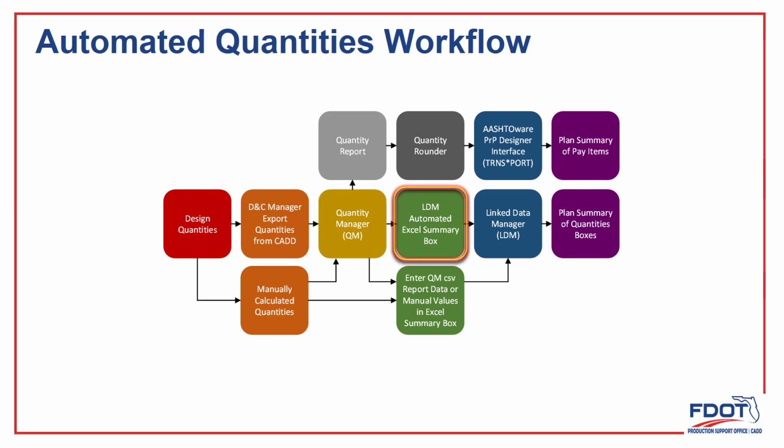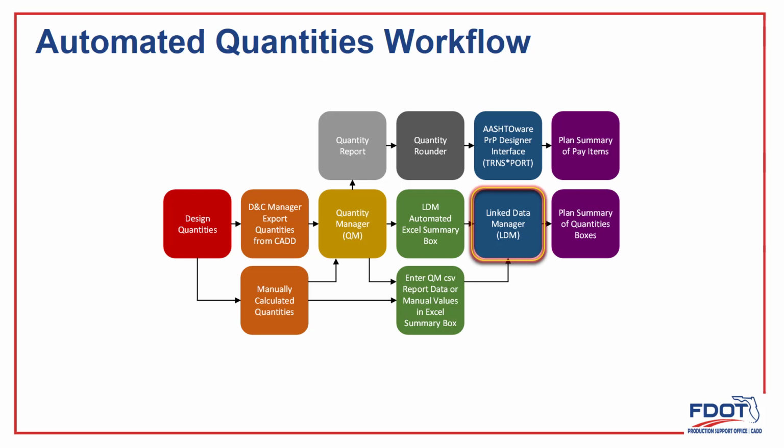FDOT provides the Linked Data Manager, or LDM tool, to assist with creating the plan summary of quantities tables. Most of these tables are automated, though a few must be completed manually. For those tables that must be completed manually, FDOT also provides a report style that can be exported from the Quantity Manager database that can assist in populating the manual quantity tables.